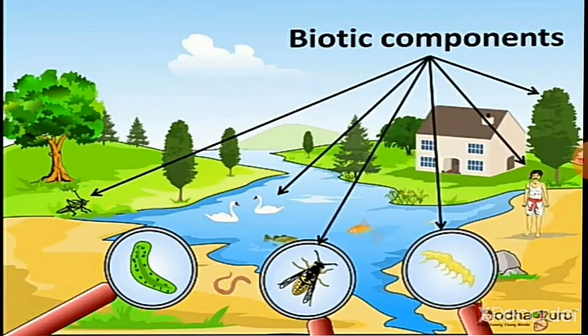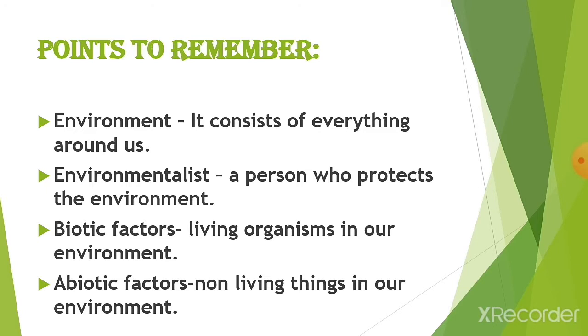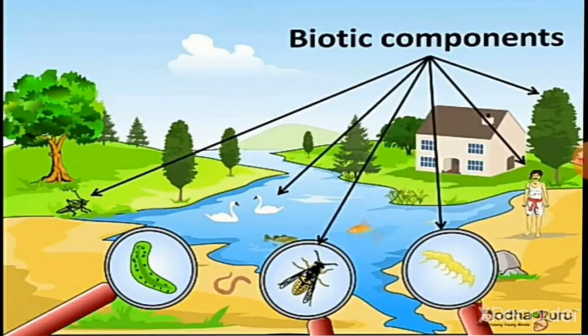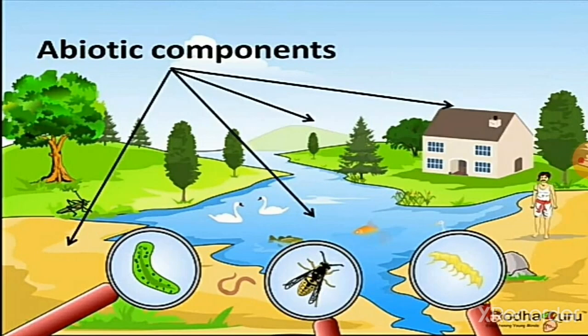Here you can identify the biotic components in the environment, that is insects, microorganisms, humans, trees, grass. So living organisms in our environment are called biotic factors. In this picture, you can identify the abiotic components, that is house, mountain, water, soil. So the non-living things are called abiotic components.